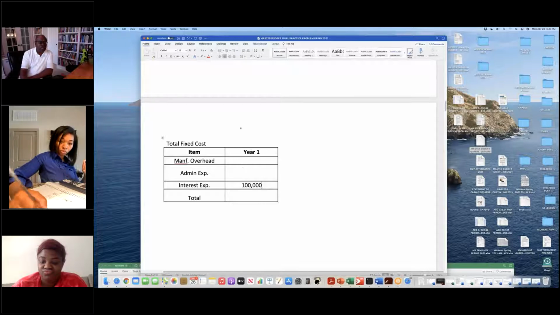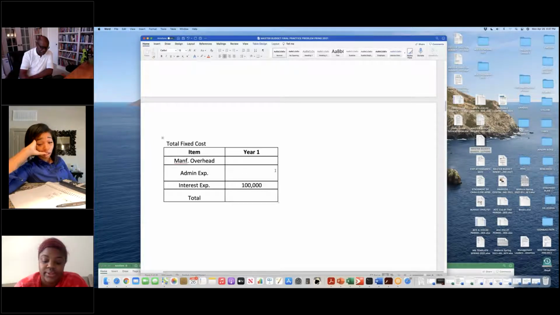And how much was the administrative expense? 200,000. Interest is 100,000. How much was the manufacturing overhead? 520,000. So we add these numbers together, how much do we get? 820,000.